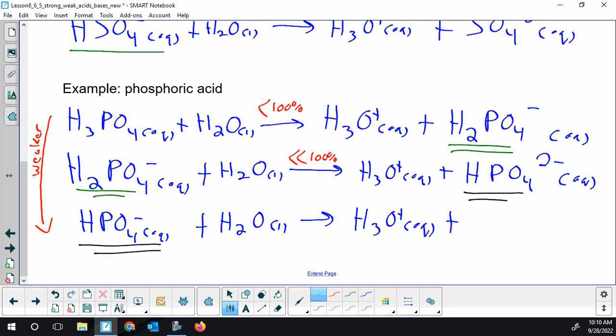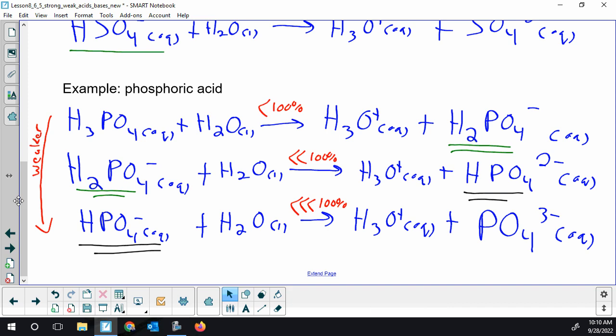And now we're going to be at the end. Our product has no H's left. PO4 2- drops to 3-. And we're done. We have no H's left. This is a triprotic acid. Much, much, much less than 100. I just want you to know, I keep saying it, that they get weaker.